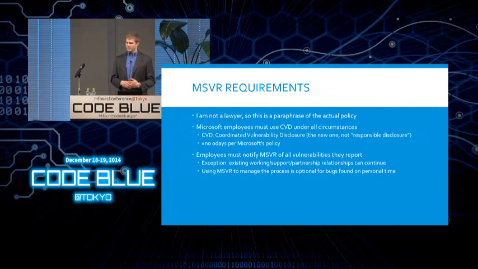We also have a legal aspect to this. Now, I'm not a lawyer. Don't quote me on this and don't sue me. But we have a policy that states that Microsoft employees must use coordinated vulnerability disclosure. You cannot use full disclosure if you are a Microsoft employee. And employees must notify MSVR of all vulnerabilities that they report. There's no obligation to report a vulnerability, and there's no obligation to use the MSVR program to report that vulnerability if it's found on your own time. But you do have to notify the program so we know what's happening in the security ecosystem.